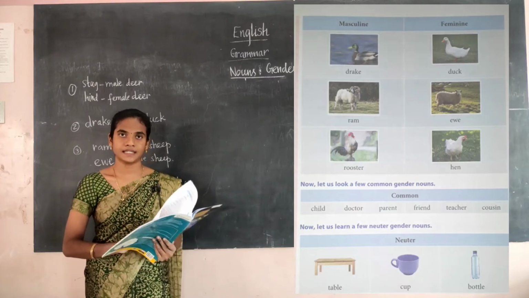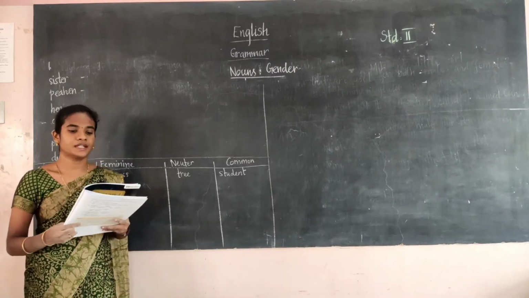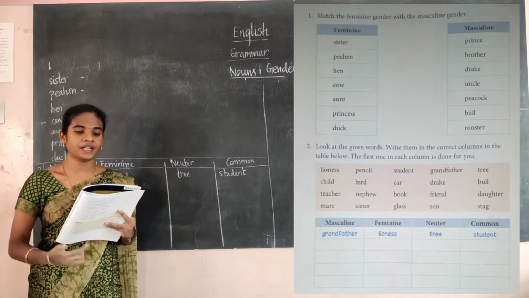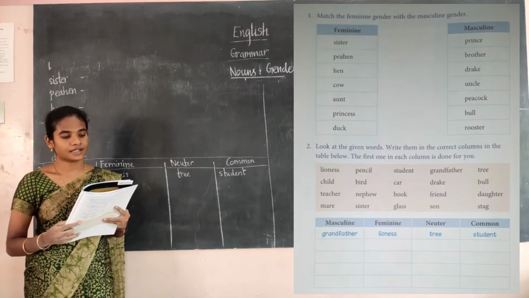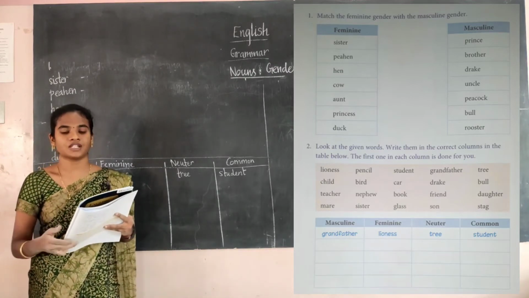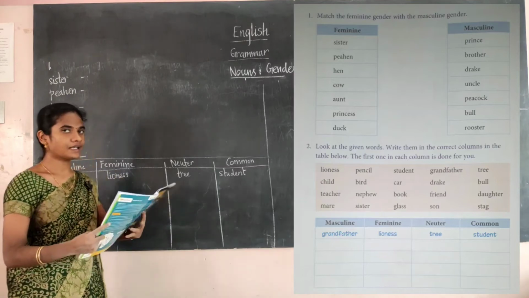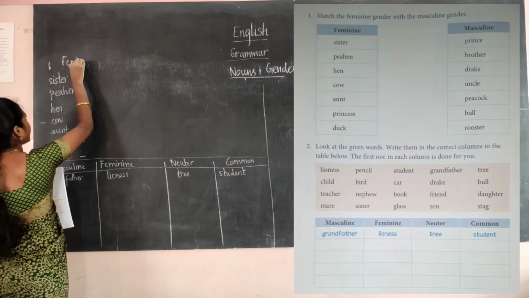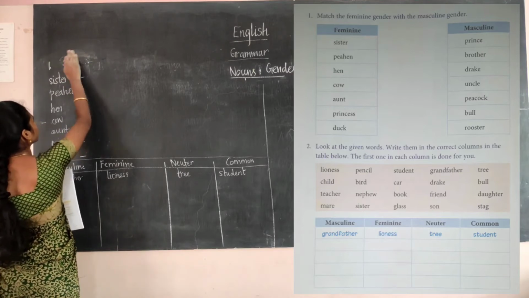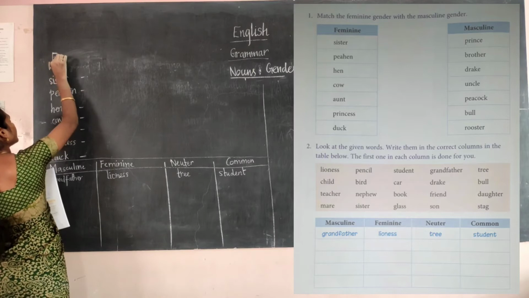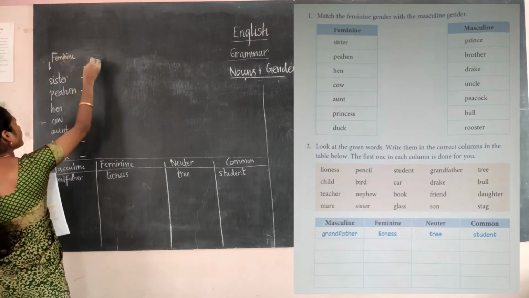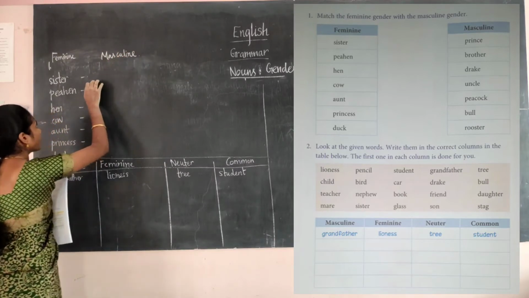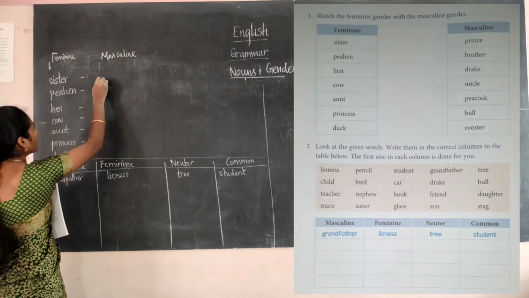Okay, students, now we shall see the book back exercise. See this image. The first one is to match the feminine gender with the masculine gender. The feminine is given, and we have to match it with the masculine one. I have written the feminine here, and I have to write the masculine here. Now we shall write sister means brother.